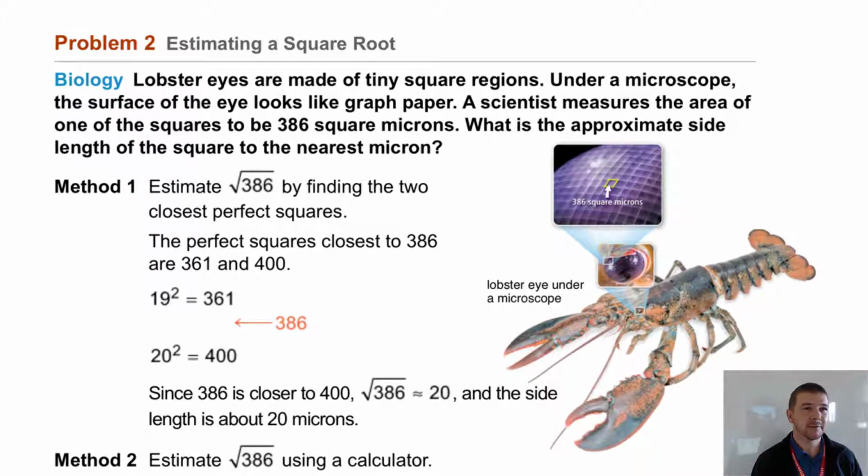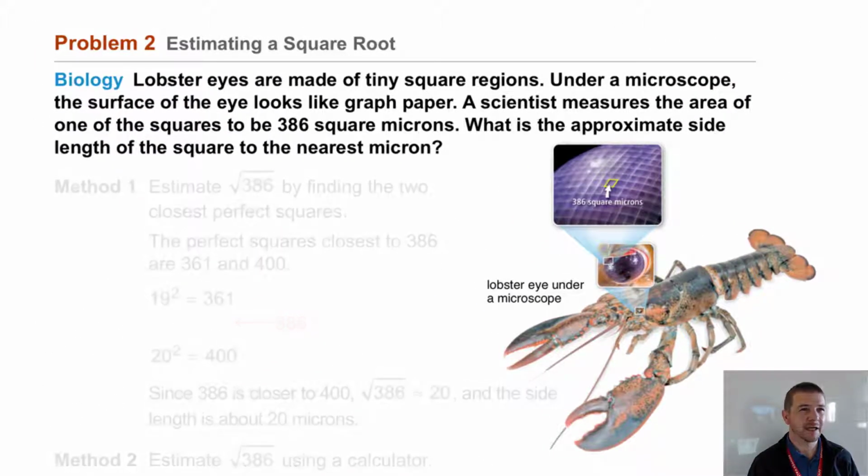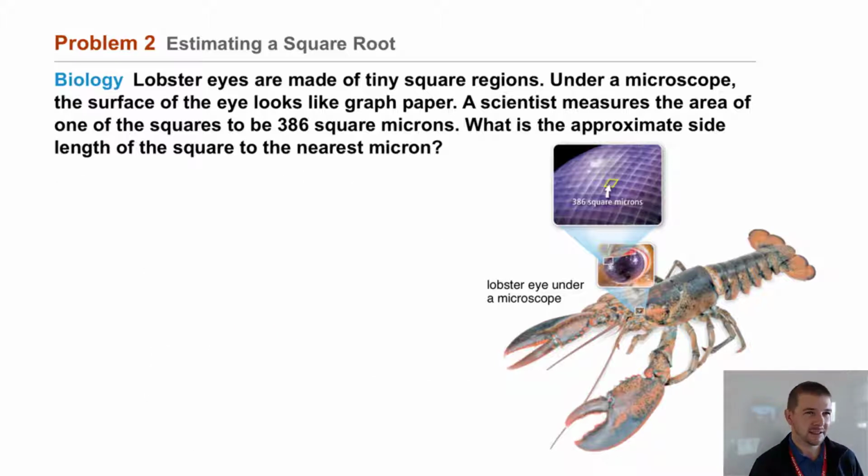Problem 2, estimating a square root. This one's about biology. Lobster eyes are made of tiny square regions. Under a microscope, the surface of the eye looks like graph paper. A scientist measures the area of one of the squares to be 386 square microns. What is the approximate side length of the square to the nearest micron?